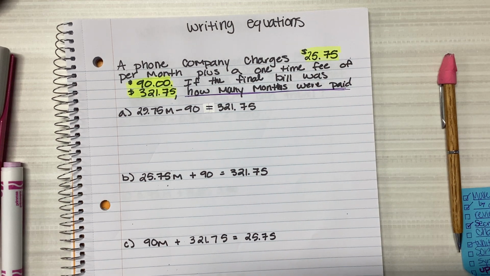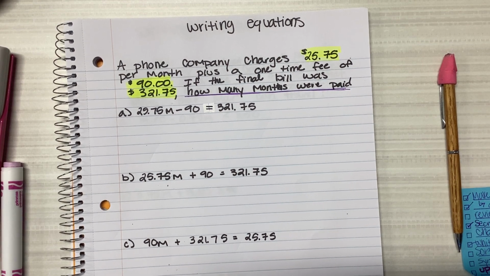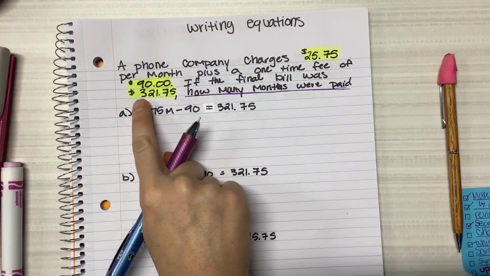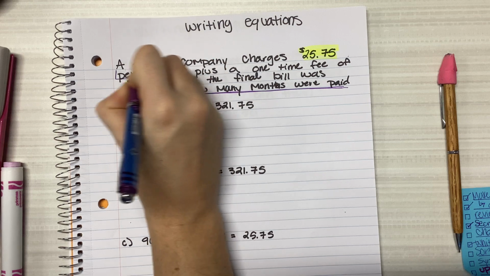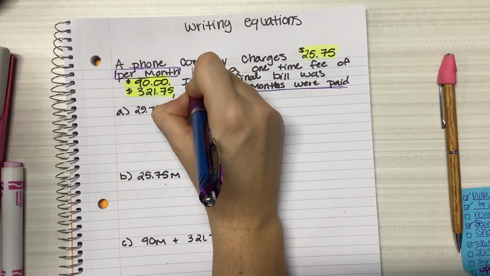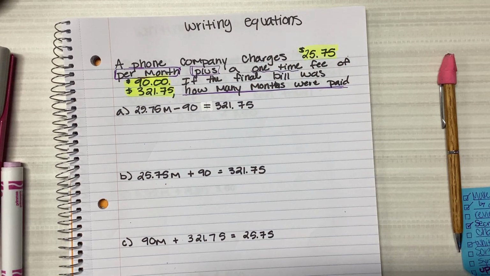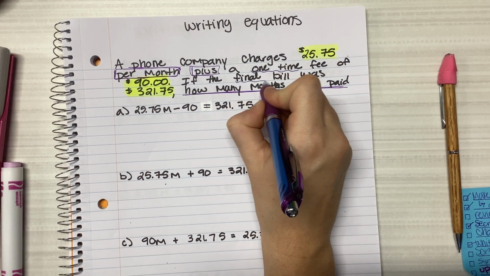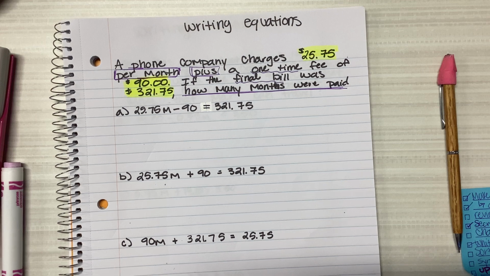Other things I'm going to do: identify some math action words, or clue words, that might tell me something. So $25.75 per month is going to be beneficial to us. Plus, it says a one-time fee of $90. And the final bill was $321.75.